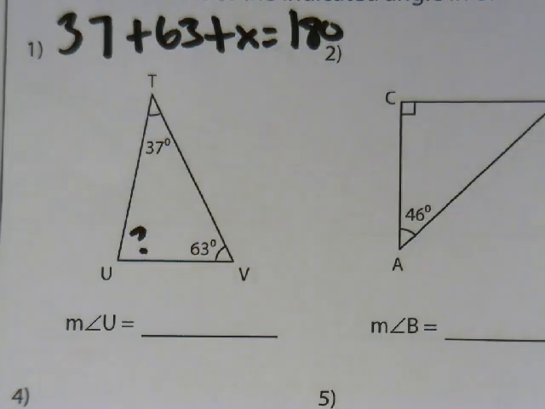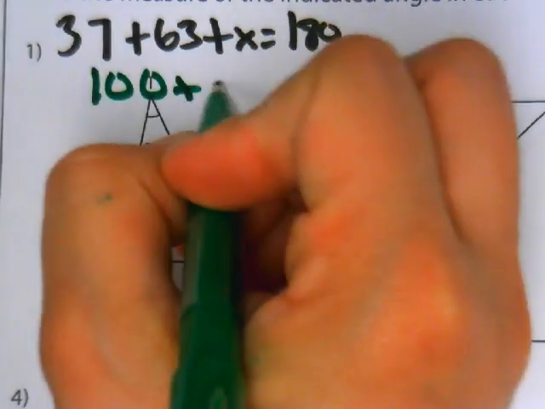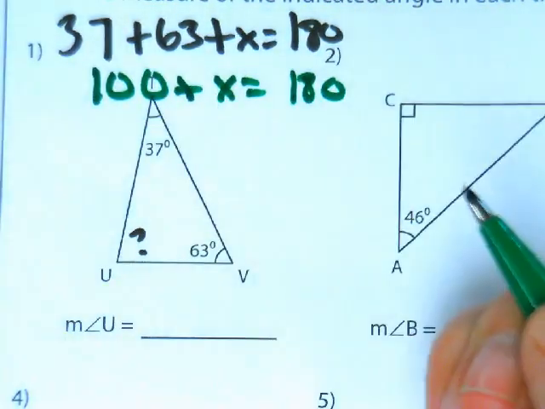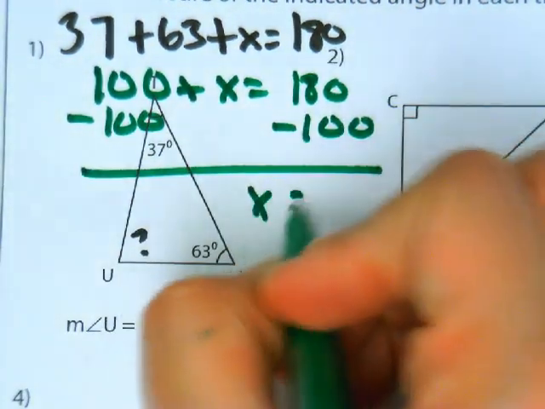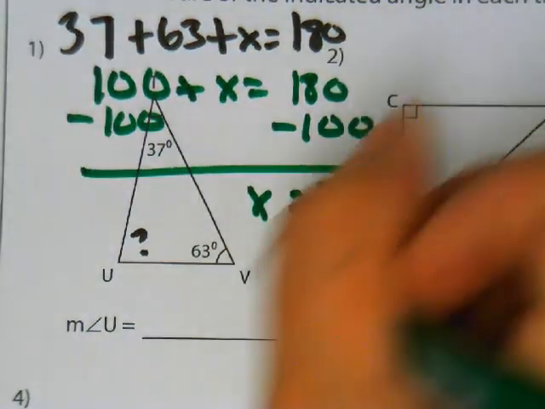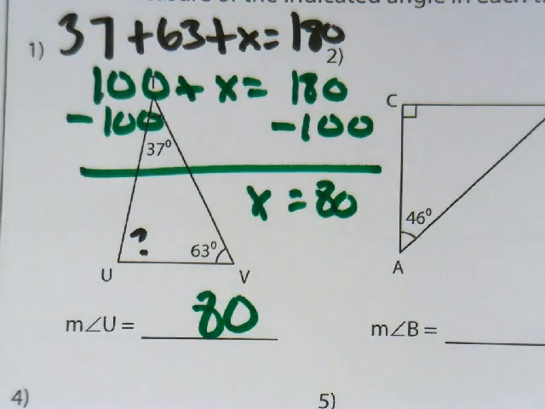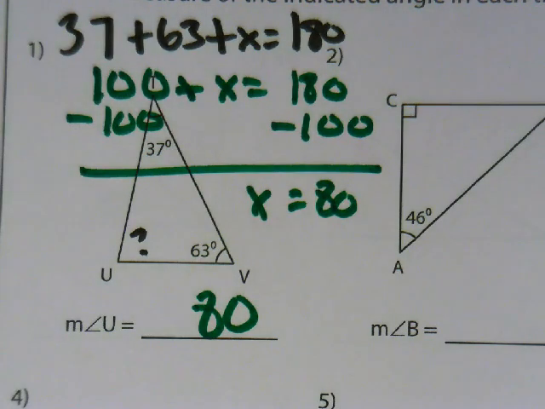Okay, so did you write down 37 plus 63 plus X equals 180? I'm okay if you want to add 63 and 37 in your head and then write it down plus X. Okay, what is 37 plus 63? 100. Oh my gosh, this is easy. Right? Minus 100, minus 100. And what is X equal to? 80. Good job. You got that before I did.